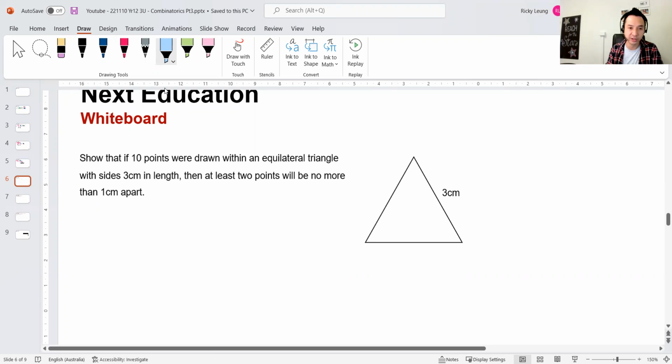Show that if 10 points were drawn. Now, just to be absolutely clear, that there is the pigeons.